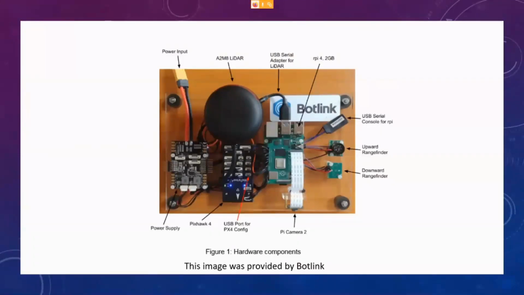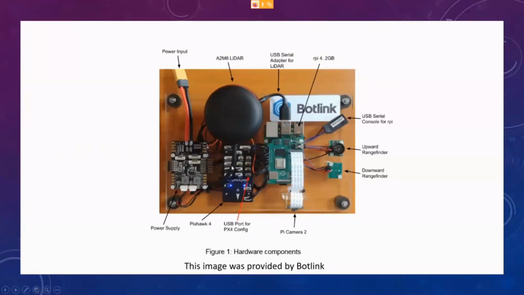Now for our second sensor, we're using rangefinders. We have an upward rangefinder and a downward rangefinder. Basically that will tell us the distance in inches from 6 to 255 inches. We're using a Pi camera for our video.